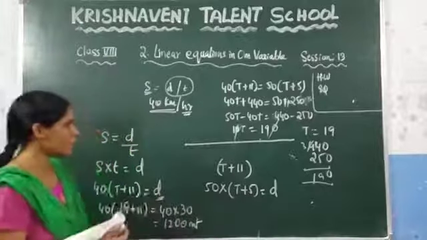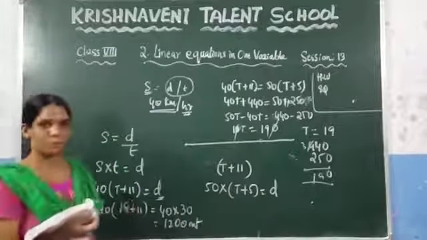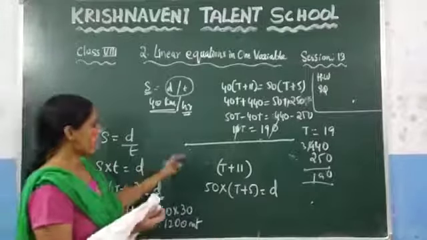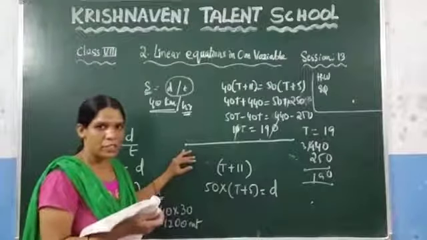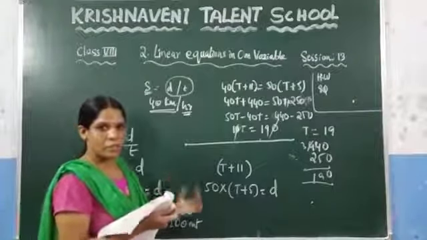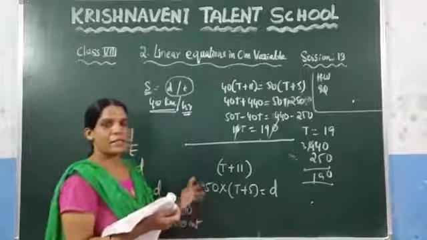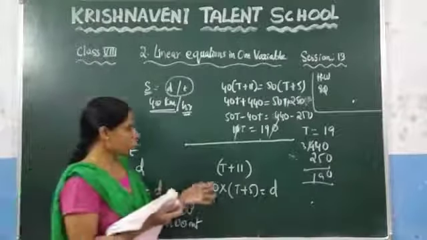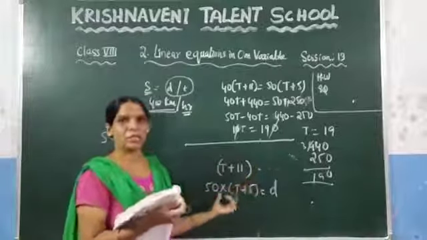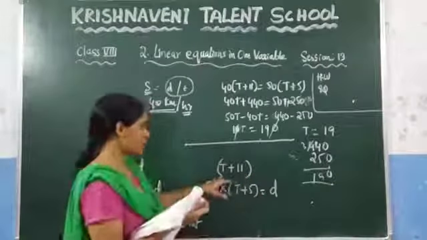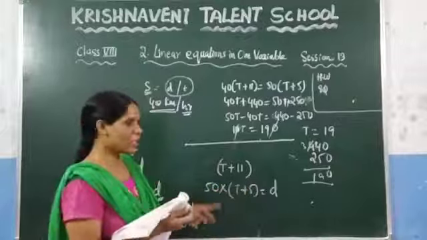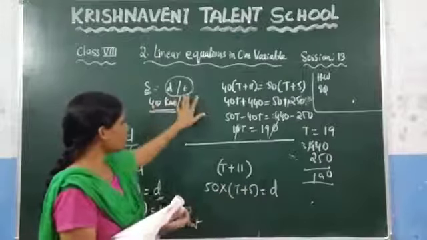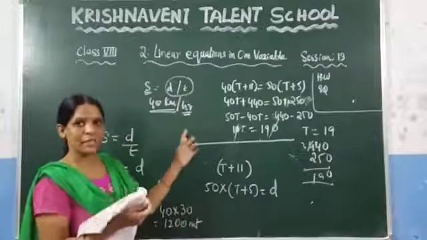Again I am explaining here. What is the question given here? If a train is travelling at a speed of 40 kilometers per hour, that means the speed they have given, and it reaches its destination late by 11 minutes. That means if it is late, the actual time the train has to take is t plus 11. So here we know the speed and we know the time. In the question you need to calculate the distance.